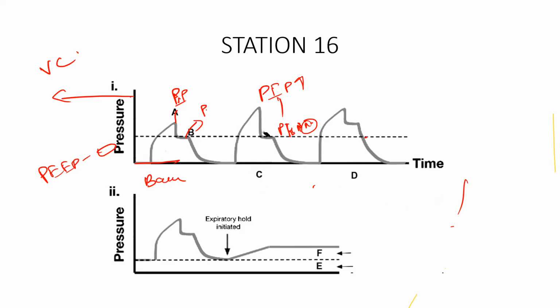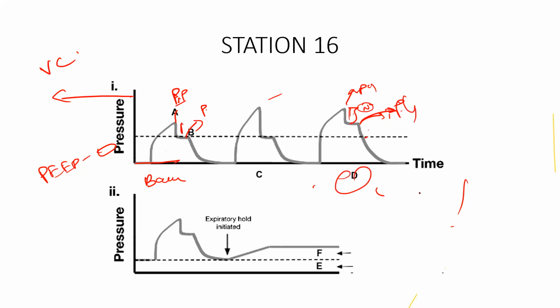What is the problem here? Peak inspiratory pressure is also increased, and the plateau pressure is also increased, whereas the difference is kept normal. So the predominant increase is the plateau pressure.